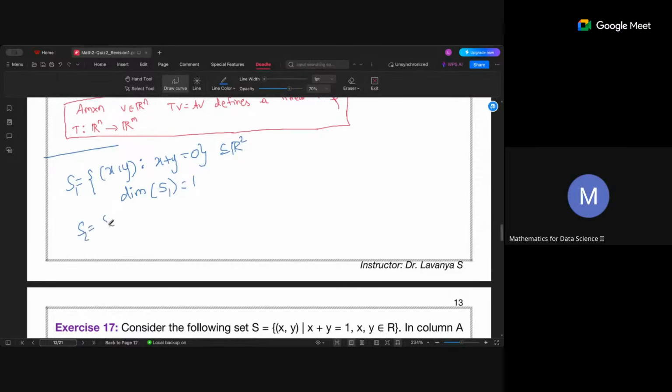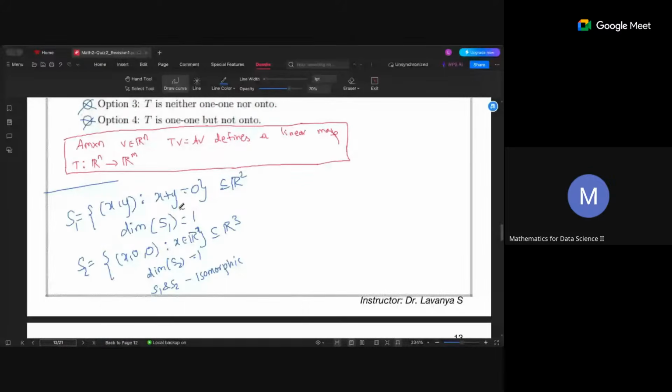Now S2 is the set of all x comma 0 comma 0, where x is in R. This is a subspace of R3, correct? What is the dimension of S2? 1. But S1 and S2 are isomorphic because of the condition which I have mentioned here: any two vector spaces of the same dimension are isomorphic.